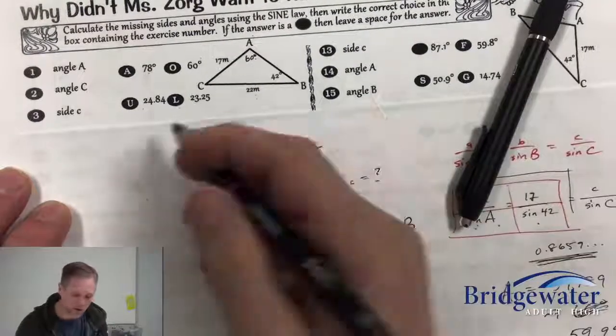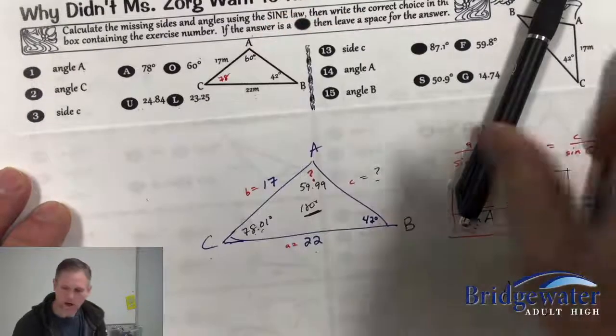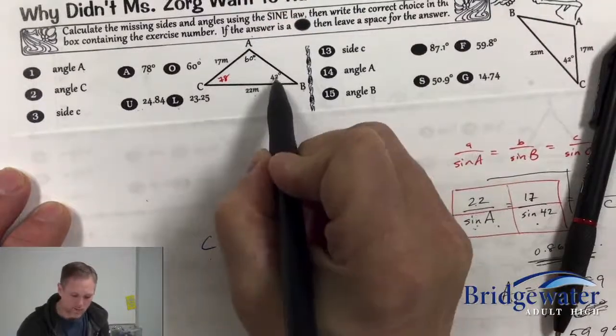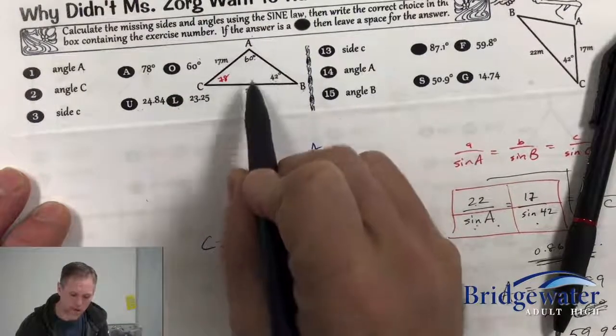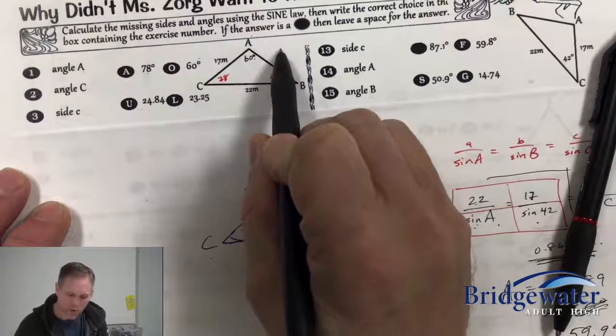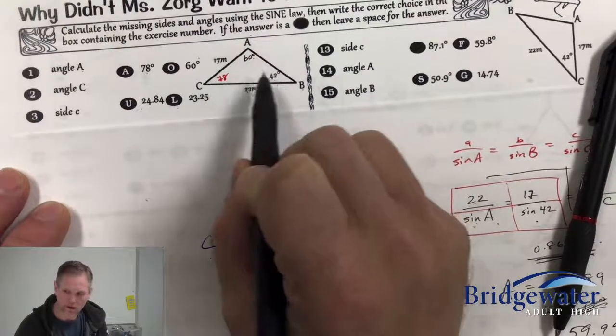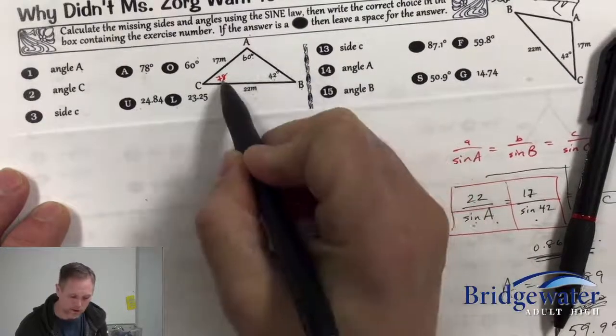What else do we know? Well, we also know that angle C is 78. So 42 is to 17. So low to low, medium to medium, high to high. We know this answer by logic, not by math, really anything at all. This is going to be 78.